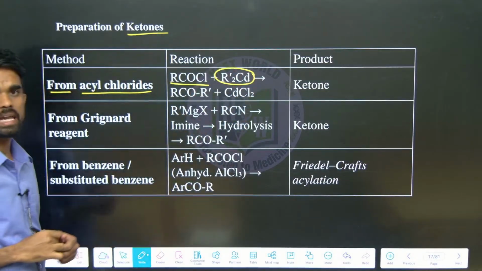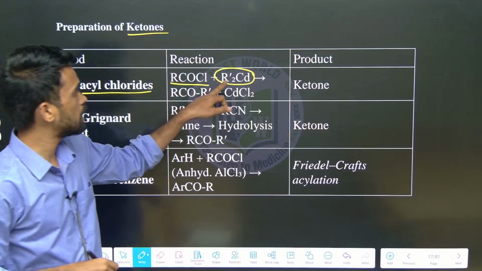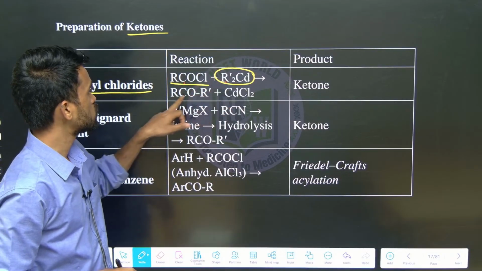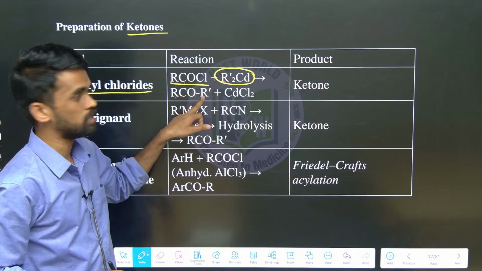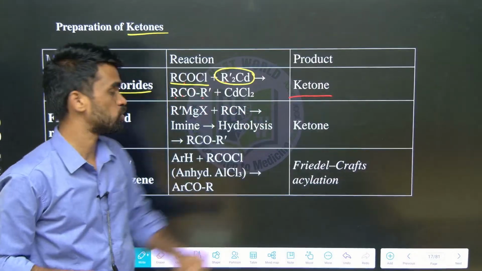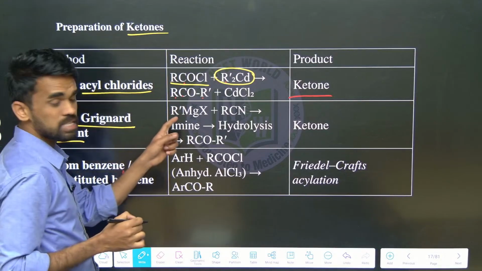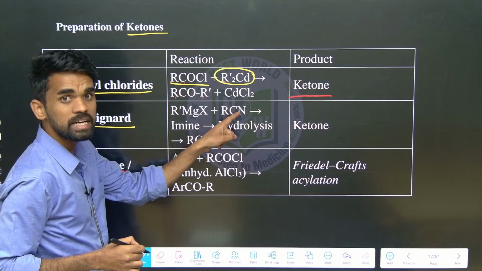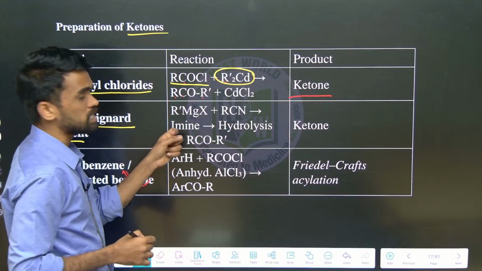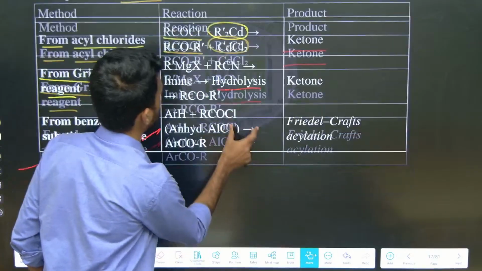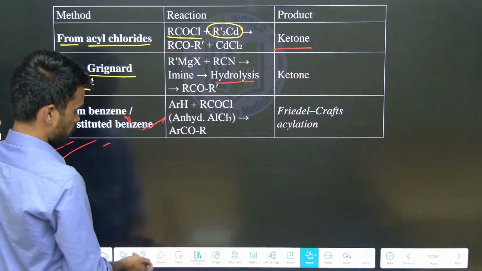With dialkyl cadmium, this alkyl group will be added to the carbonyl carbon by removing chlorine. So RCOR is obtained. This is a ketone product. And from Grignard reagent we can use RMgX plus alkyl cyanides, which gives you first imines, and upon hydrolysis gives you carbonyl groups. I will tell you here, no worries.